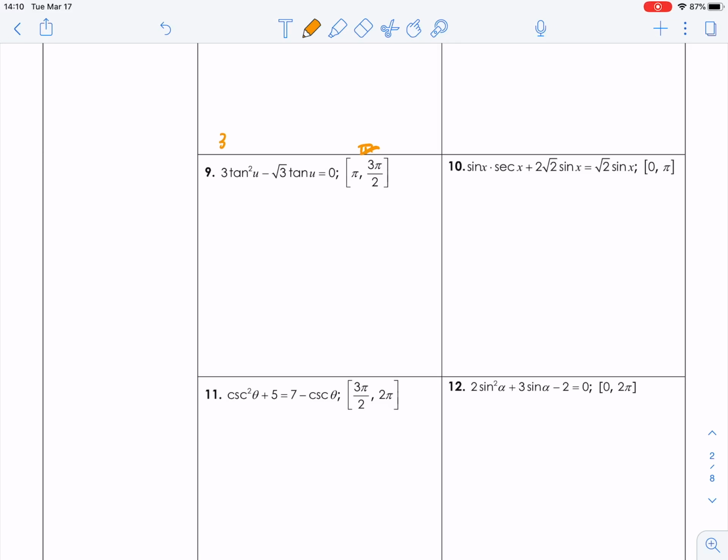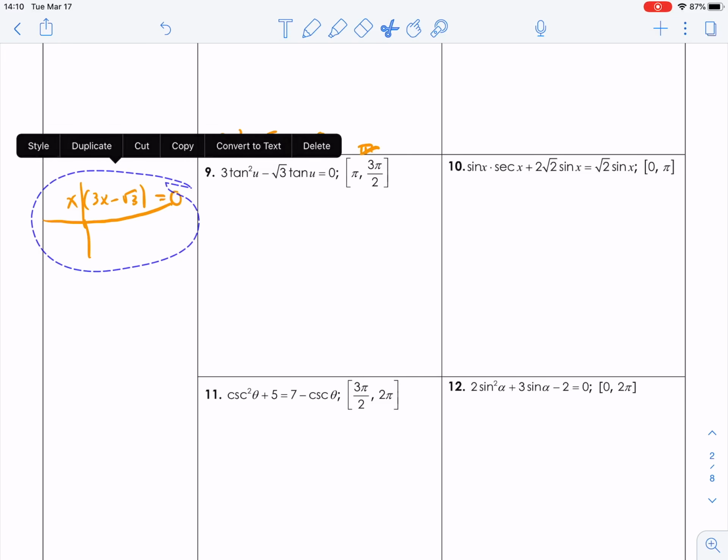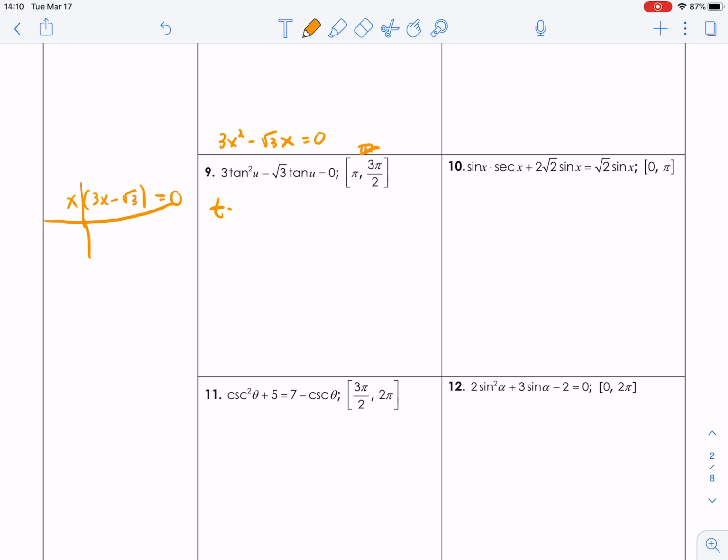Third quadrant. Okay, so we can treat this like we would an x problem. So if we had 3x squared minus square root of 3x, we would solve this by factoring out x. So let's do it. So x, we're left with 3x minus square root of 3 equals 0. And then we would set each of these equal to 0 and solve. Except we don't have x anymore. We would have to substitute. So I'm going to move this over a bit and then put what I need in there. So we would get tan of u, and we would have 3 tan of u minus square root of 3.